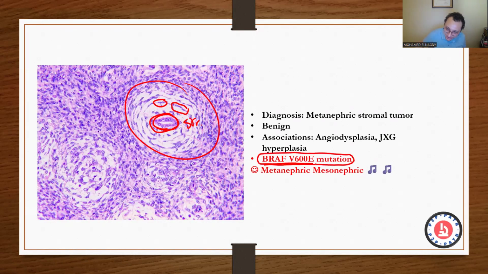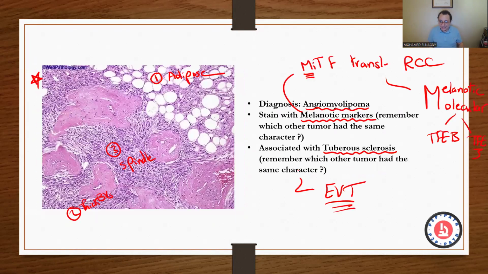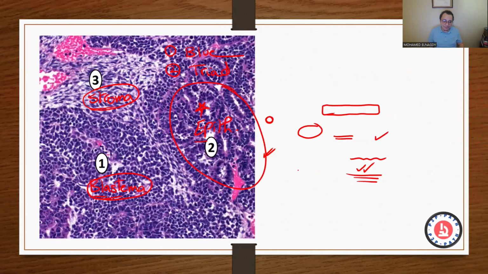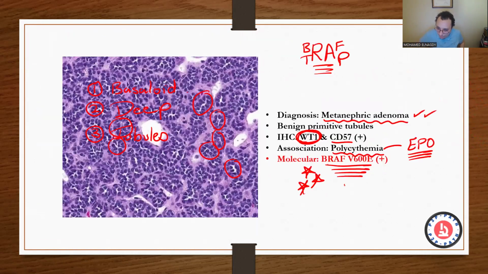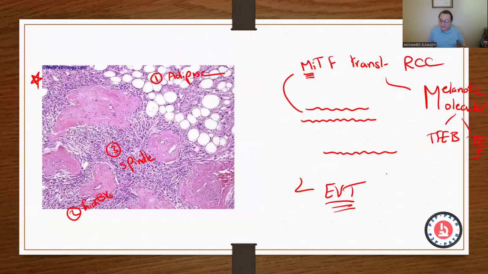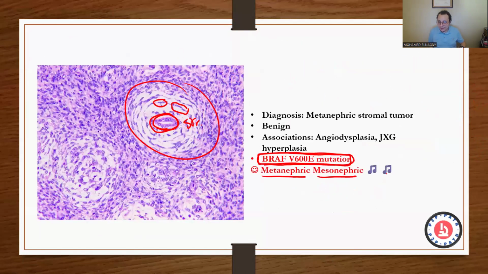The second tumor we have that is BRAF positive here in the renal tumors; the first one was the metanephric adenoma, and the second is the metanephric stromal tumor. So I always say metanephric, mesonephric: both of them are BRAF positive. Coming back here, metanephric adenoma was also BRAF positive. So please remember that both are BRAF positive. This one is the benign metanephric stromal tumor.